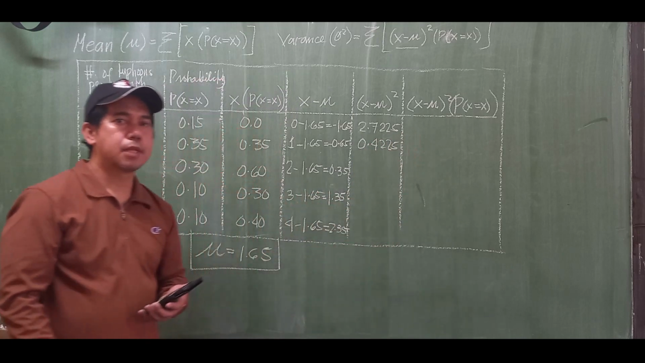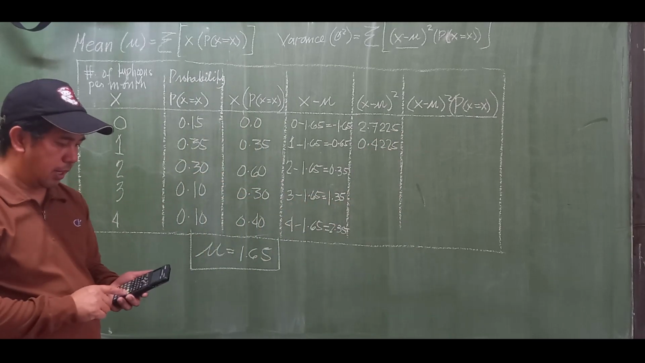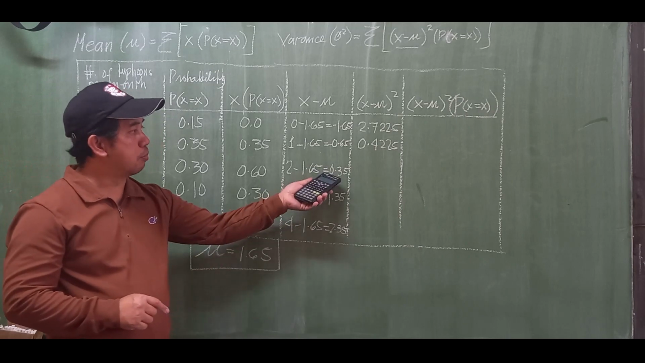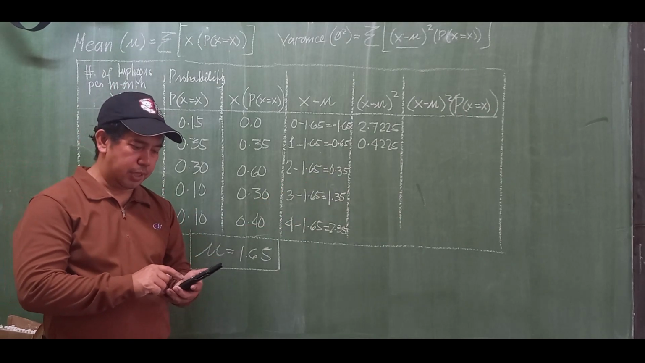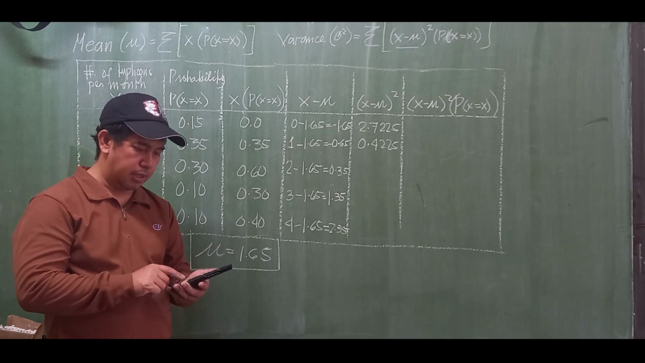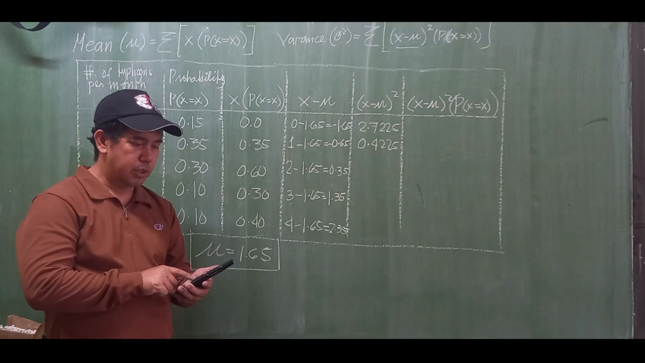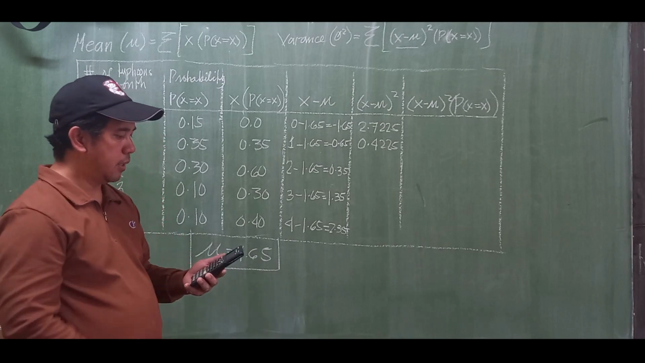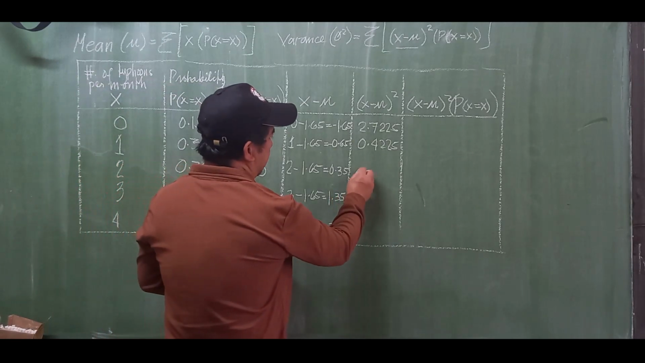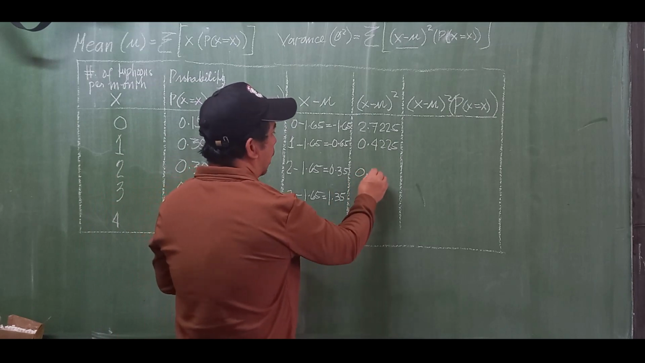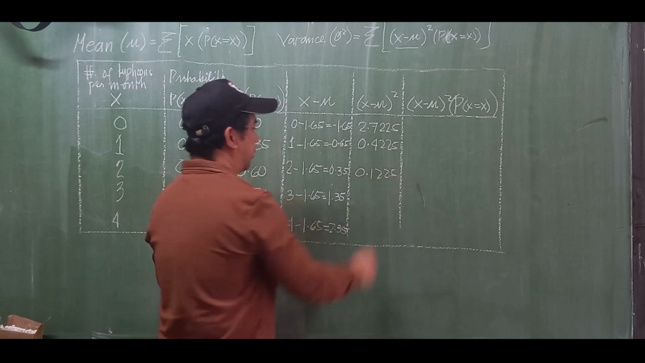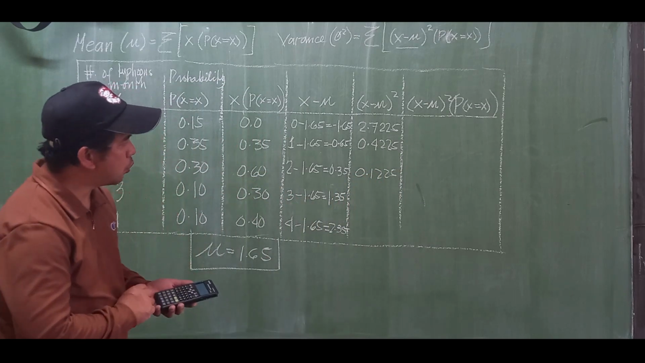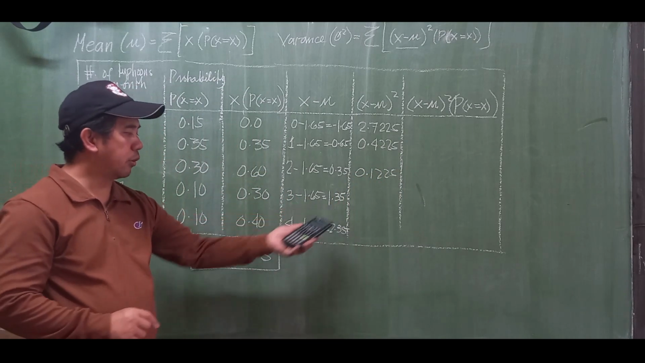0.4225, okay? Now again, that is the same as 0.35 raised to the second power. So what would be the result? It will give you a result of 0.1225, okay?